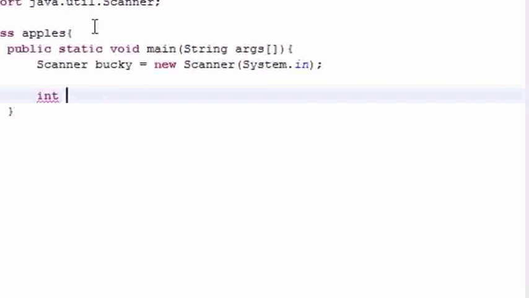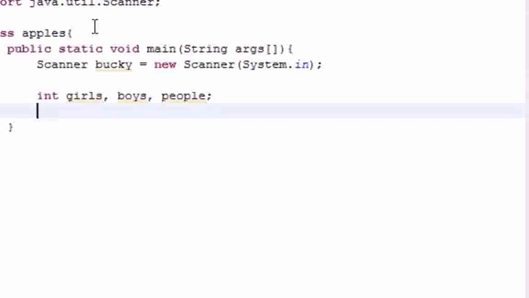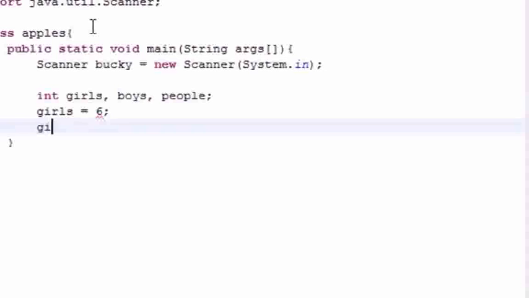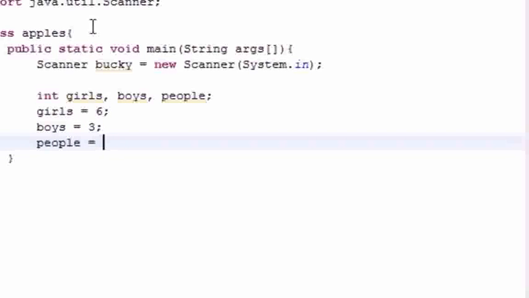Let's go ahead and make 3 variables: girls, boys, and people. And let's go ahead and set these to some values. I'll start out with showing you all of the math operators. Girls equals 6, boys equals 3, and people equals girls plus boys.